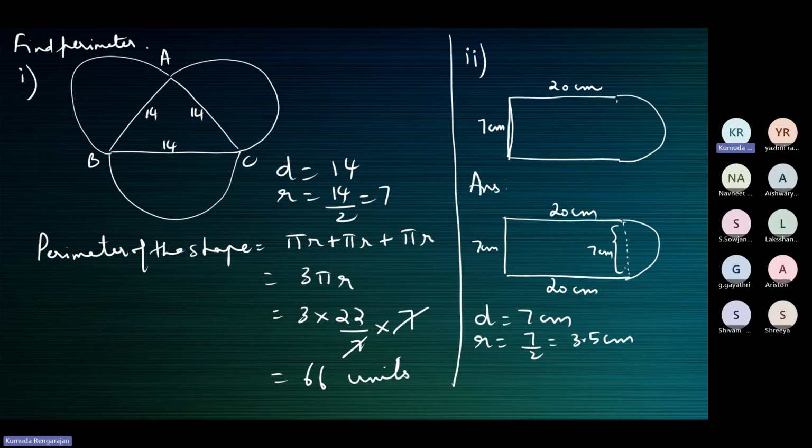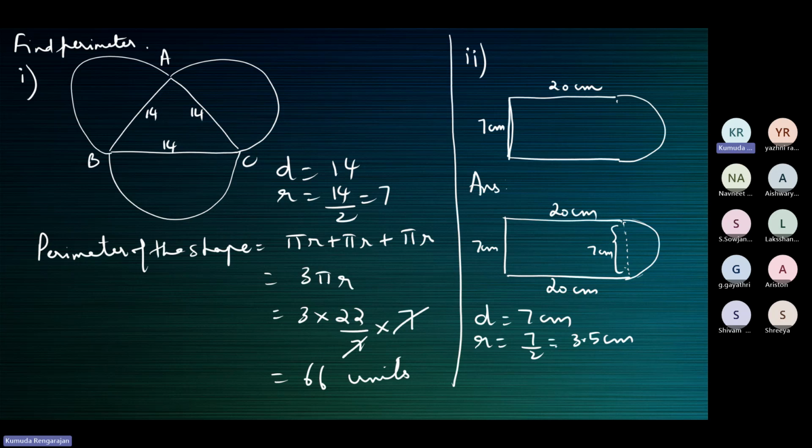So 27, 20, and the length of the semicircle. Only this one is on the boundary. This line segment you should not add. Don't get inside the figure. Just walk along the boundary. Whatever you encounter along the boundary, you need to consider only those lengths to find the perimeter. So 20 plus 7 plus 20 plus the semicircle, pi r.